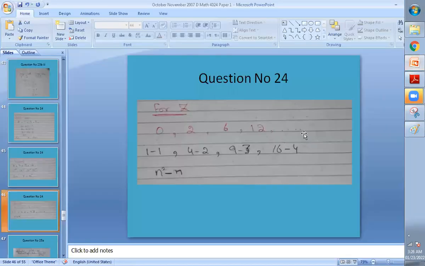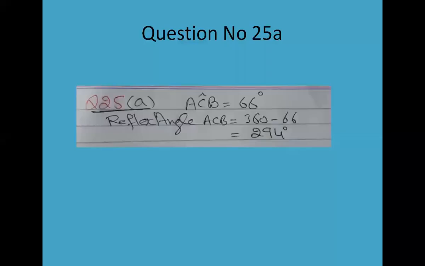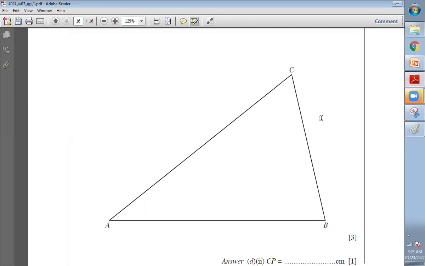Let me show you. I have done this. Okay. So if you measure that angle, it will be 66, but we want the reflex angle, that will be 360 minus 66, and that will be 294. You understand? Okay.